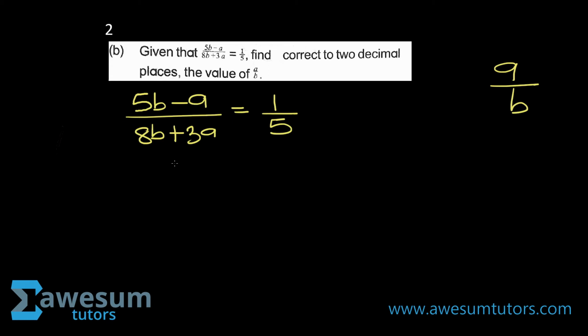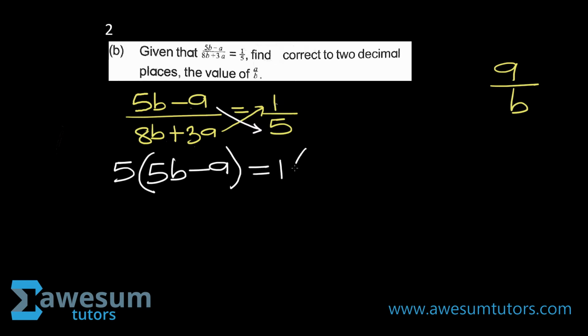So the first thing you want to do right here is to cross multiply. I'm going to do a cross multiplication. For me to cross multiply, I'm going to have 5 multiply (5b minus a), equals to 1 also multiplying (8b plus 3a).